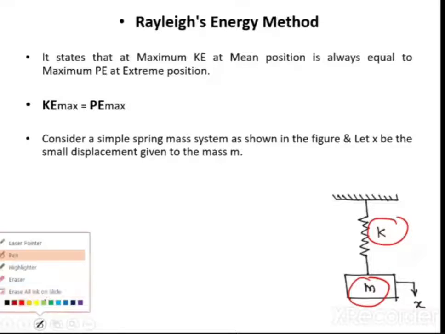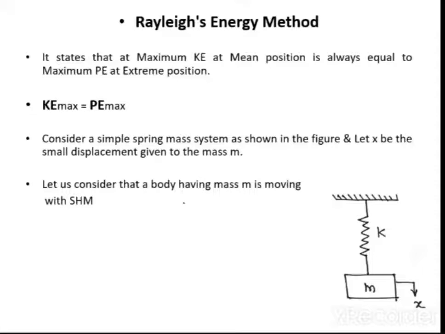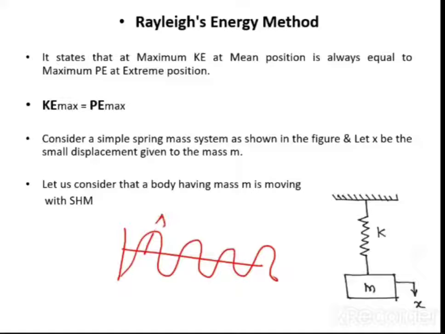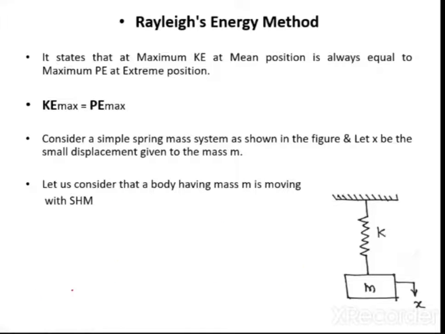Now let us consider that a body having a mass m is moving with a simple harmonic motion. Means what? If I draw a curve, I will get a curve like this, a simple harmonic motion. This is nothing but the maximum displacement A, and this is nothing but the time t. So if I draw an output time response graph, I will get a sine wave, that is a simple harmonic motion, that is a periodic motion.